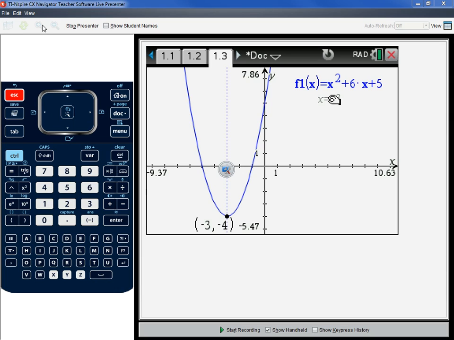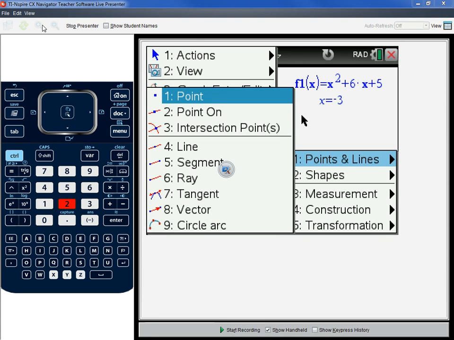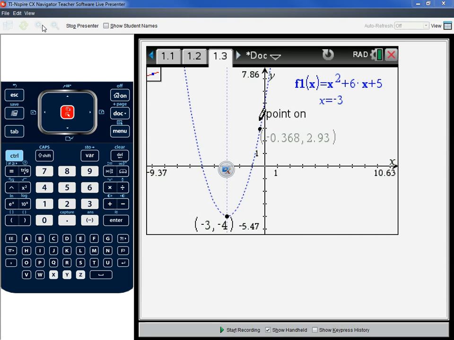Since this is the first thing that's asked for, I'm going to have it be first. The next thing that is asked for is the y-intercept. So I'm going to go to Menu, Geometry, Points and Lines, Point On. I want a point on this parabola, and I want it to be very carefully placed where the parabola intersects with the y-axis, which is at the point 0, 5. And hopefully, you've noticed that the y-intercept of 5 is the same thing as this value right here in the standard form.